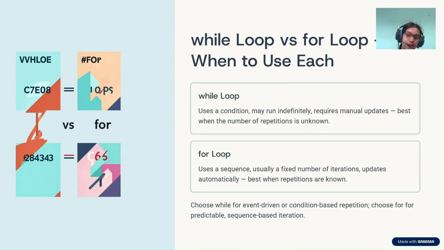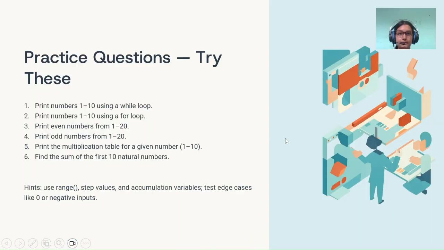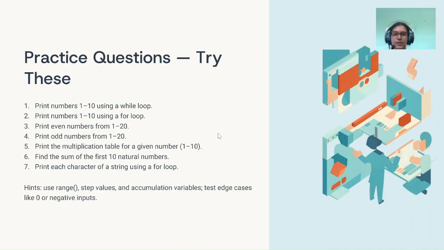So because of all these reasons, the while loop is good for when the repetitions are unknown, and a for loop is good when the repetitions are known. We can choose while for event-driven or condition-based repetition and choose for for predictable sequence-based iteration. Right? Okay, so let's try some practice questions now. We have these questions here. Let's look at the first question. Print numbers from 1 to 10 using a while loop.